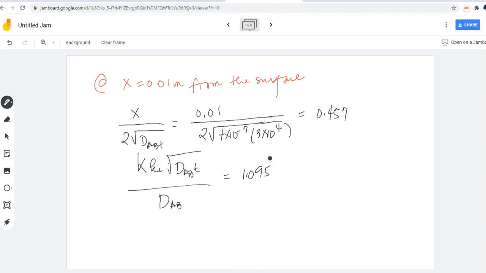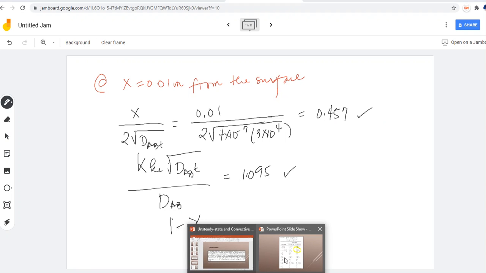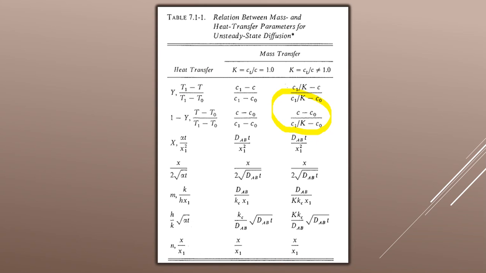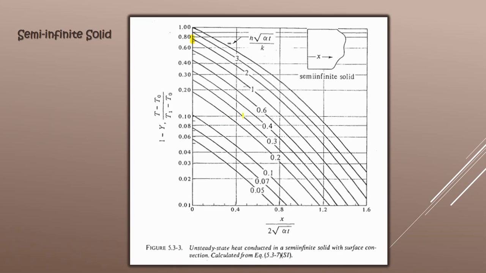So you will use these two values, this one and this one, to find the 1 minus y in the graph again. So you have 1.095 and 0.457. So we'll go to our curve and find that value, 0.457. If this is our 0.4 and this is our 0.6, our 0.5 is here and 0.457 is somewhere in the middle. So it's just like dividing the space in between 0.4 and 0.6 into 4.